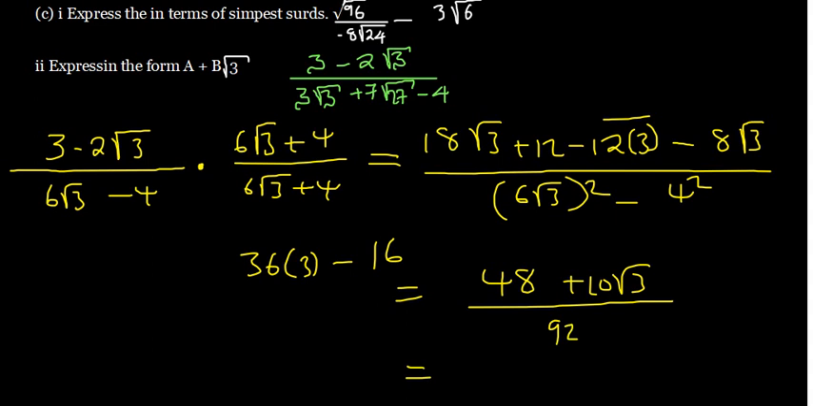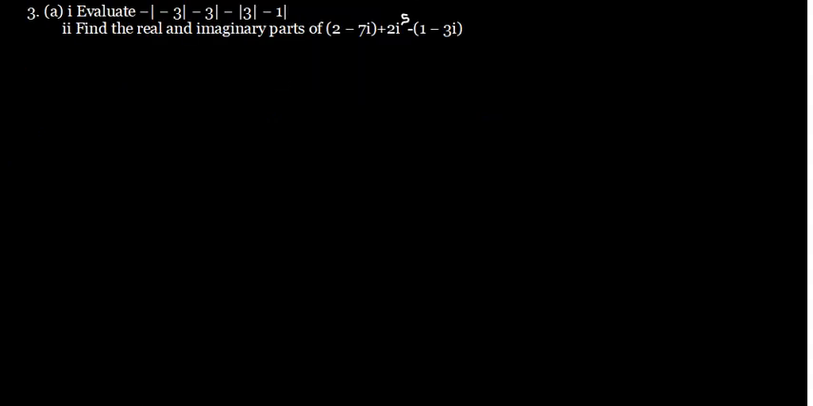So all we do now is split it into 48 over 92 plus 10 root 3 over 92. Now 48 divided by 92 itself can be further simplified to 12 over 23, and then 10 over 92 can also be more simplified to 5 over 46, and then we have got root 3. So that is going to be it for this one.